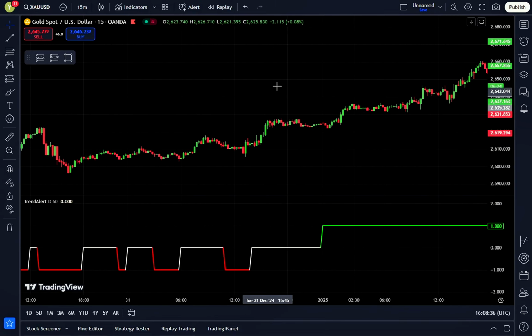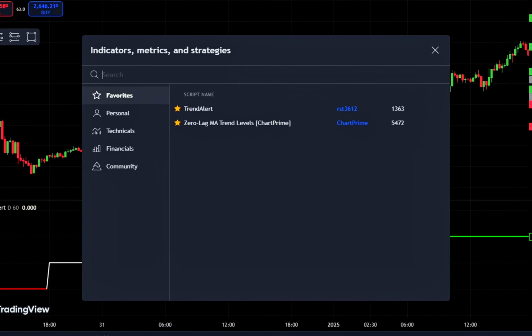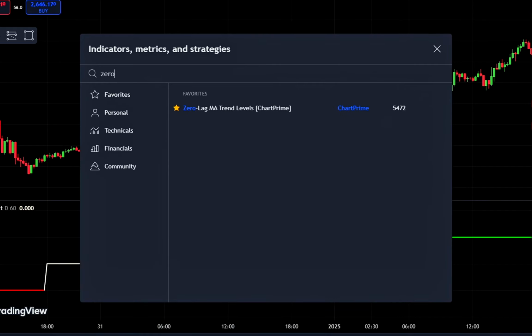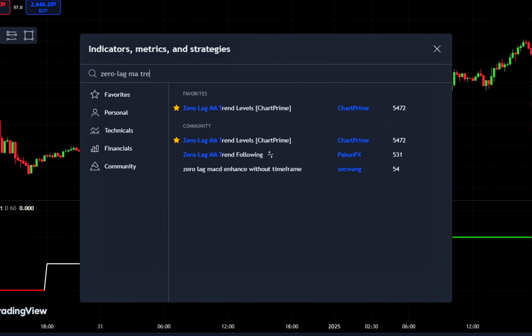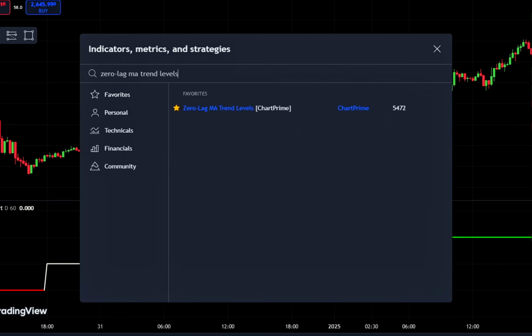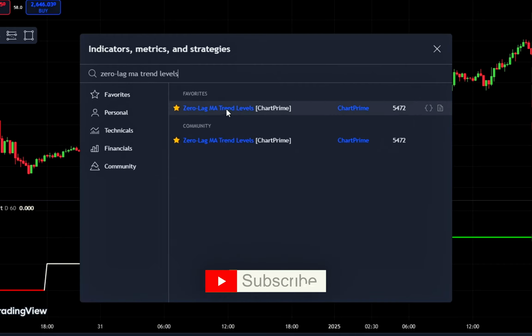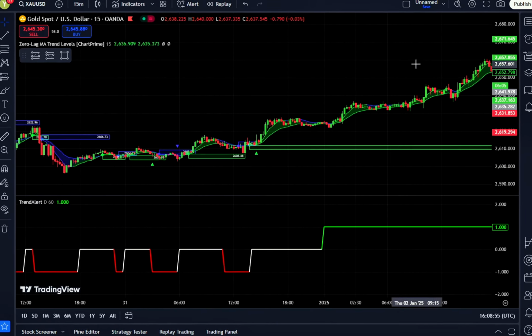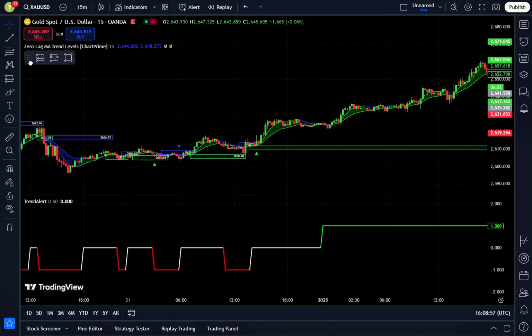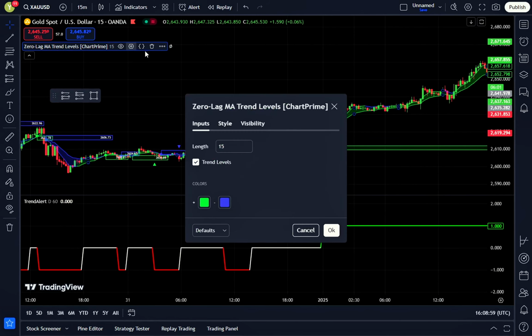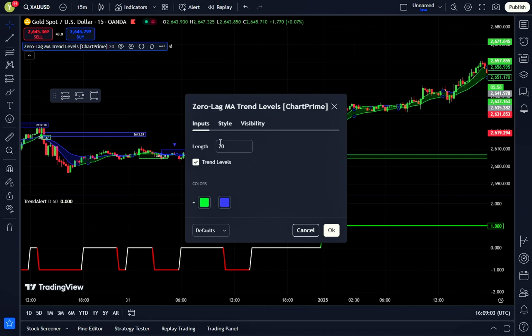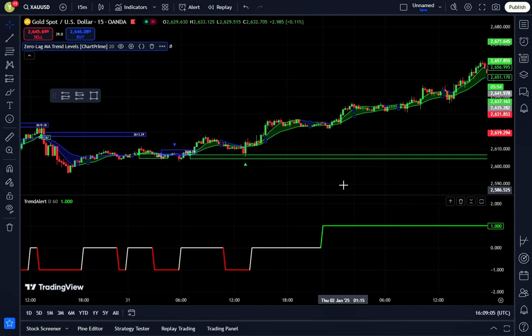Adding the Zero Lag MA Trend Levels Indicator. Go back to the Indicator Search tab and type Zero Lag MA Trend Levels. Select the indicator created by Chart Prime. Modify its settings. In the Input tab, set the length to 20. Click OK to save the changes.